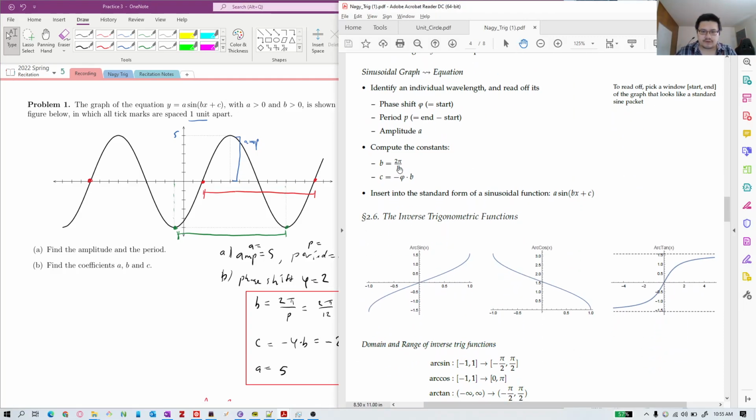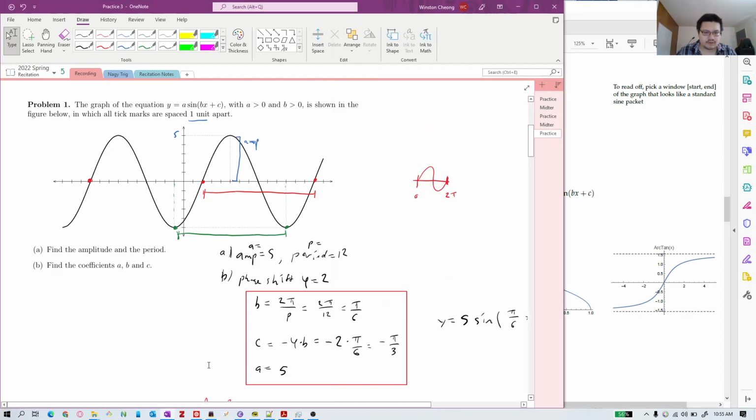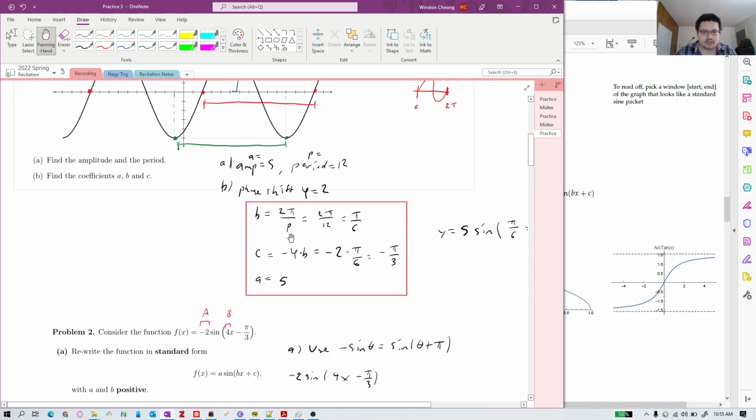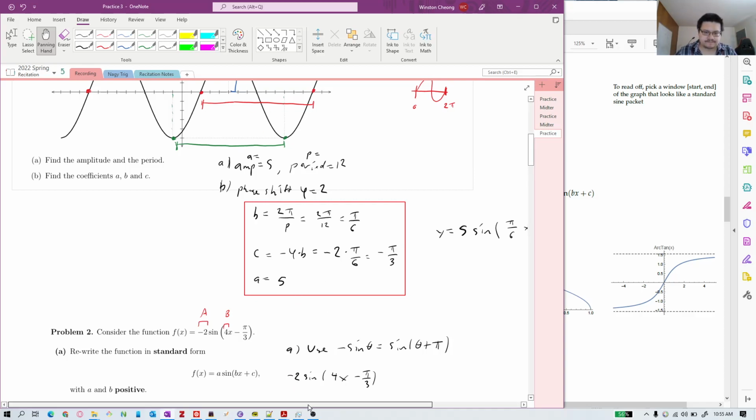So you use these formulas. B is equal to 2 pi over P, the period, and C is equal to minus phi times B, phi being the phase shift. So I do that right there, 2 pi over P for B. P is the period, so I do 2 pi over 12. That simplifies to pi over 6. For C, phase, it's minus phi times B. Phi is 2, minus 2. B is what we computed, pi over 6. So we get minus pi over 3. And then A, the amplitude, is 5. We can just read it off. And then putting it all together.